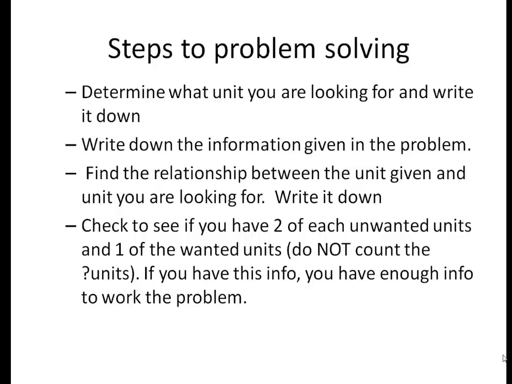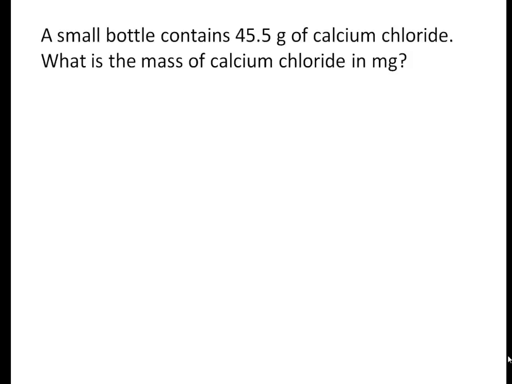If you have this information, you have enough information to work the problem. Let's see how this applies to the following problem. A small bottle contains 45.5 grams of calcium chloride. What is the mass of calcium chloride in milligrams? What I'm looking for is how many milligrams. What I'm given is 45.5 grams. Grams and milligrams are not the same thing, so I need the relationship between those two units. The relationship is that 1 gram is 1,000 milligrams. If I look at this information, you can see that I have two of the unit grams, 1 milligrams, not counting the question mark milligrams. With this information right here, I have enough information to work this problem.